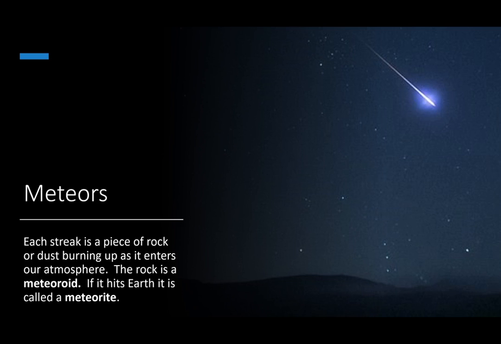Meteors. Each streak that you can see in the sky, you can see the example here, is a piece of rock or dust burning up as it enters our atmosphere. That rock, as it's burning up, is considered a meteoroid. If it hits Earth, it is called a meteorite. So two different names: one, if you just see it in the sky and it burns up, but in some cases, if it hits the Earth, then it's called a meteorite.